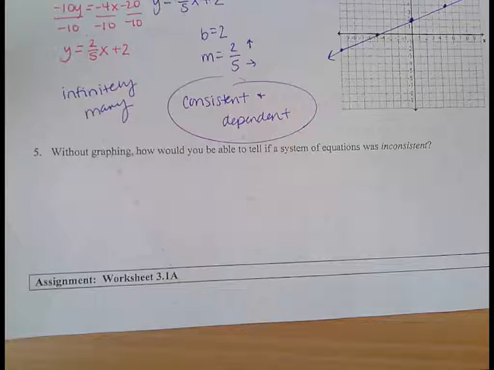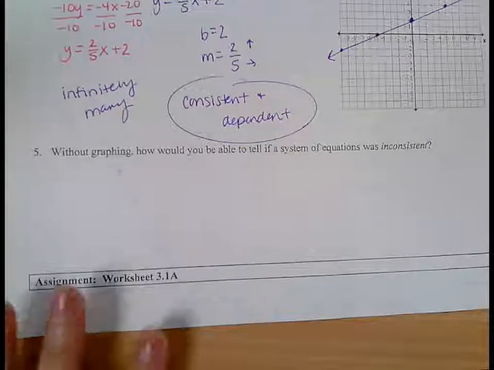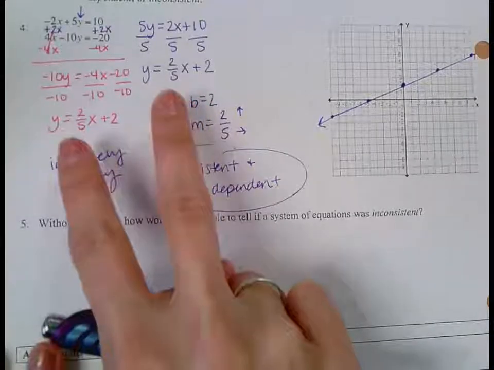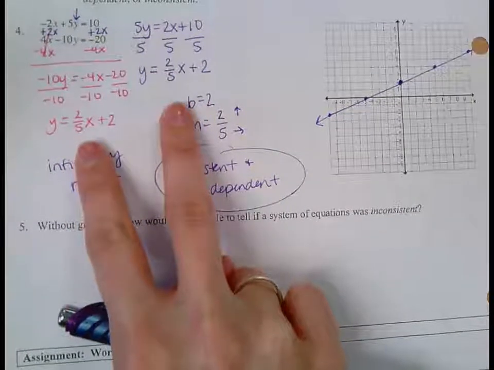Okay. How could you tell if a system was inconsistent? Andrew? If it doesn't have the same slope? What does inconsistent mean? Does have the same slope, yes. Because inconsistent means what? How many solutions? If it's inconsistent, 0 solutions. What kind of lines will have no solution? Parallel. Parallel lines have the same slope. Now, I would argue, though, these two equations in example 4 had the same slope. Are they parallel lines?